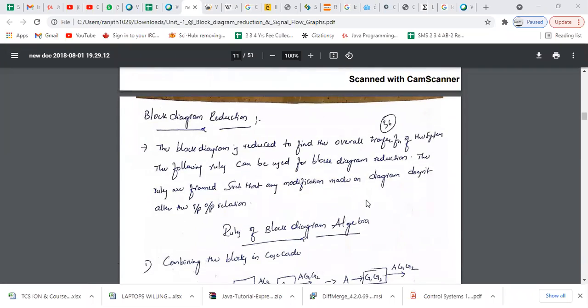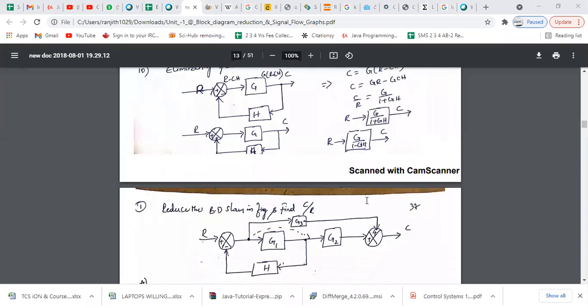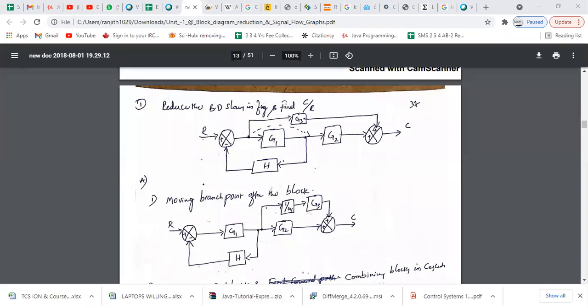Next class, if a block diagram is given, from it we will see how to calculate the transfer function. Here, what is the input for this block diagram? R. What is the output? C. Find C by R, nothing but find the transfer function.